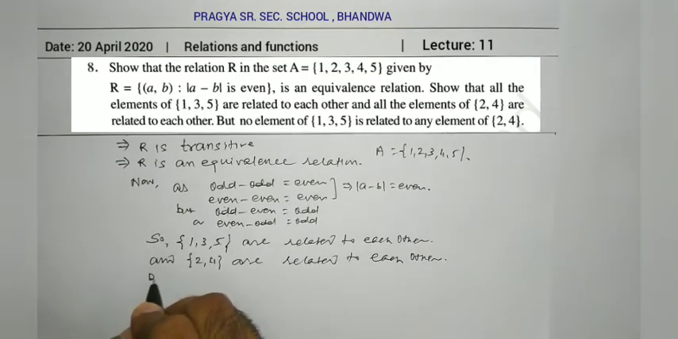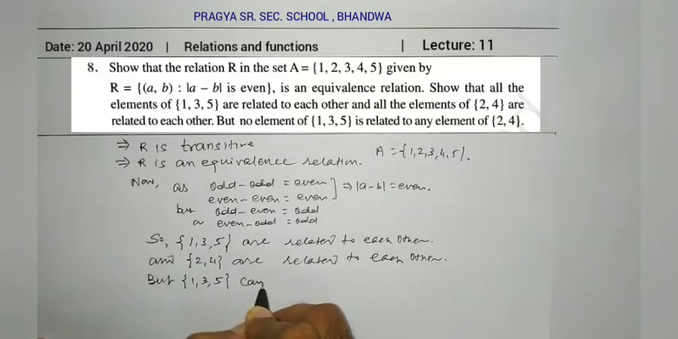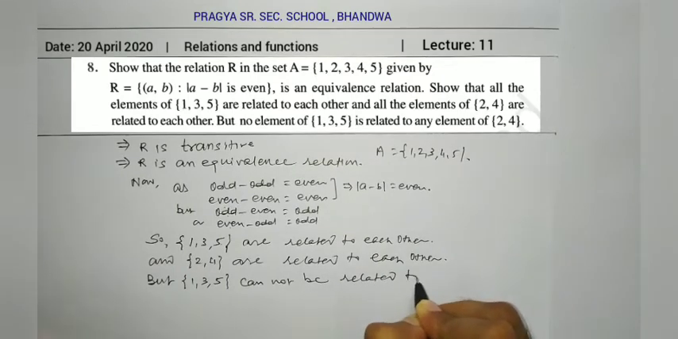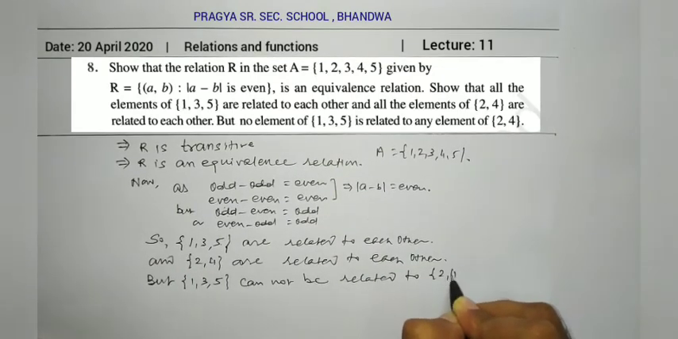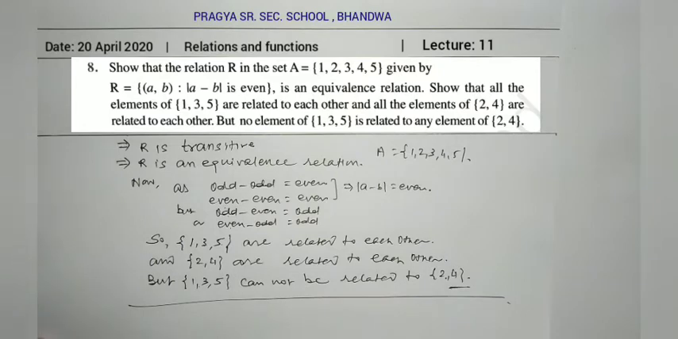But your last part, you can see no element of 1, 3, 5 is related to any element of 2, 4, so 1, 3, 5 cannot be related to 2, 4. Is that clear? Why? Because the reason we have already listed here: odd minus even is odd, or even minus odd is odd. Okay, the reason is already given here. So it's over for question number 8 now. I hope the problem is clear to you.